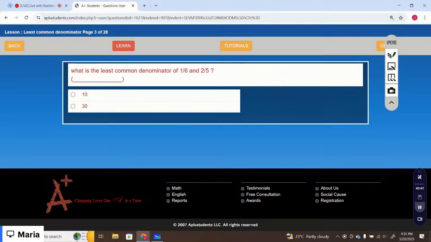What is the least common denominator of 1 by 6 and 2 by 5? It is 30. Option number 2 is the correct option.